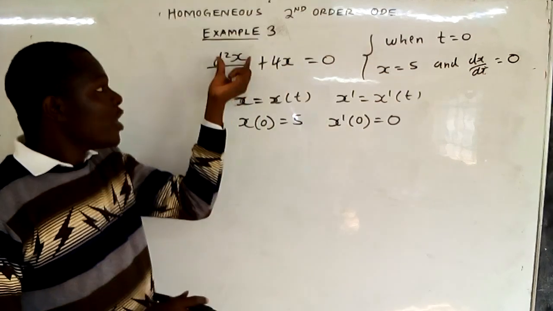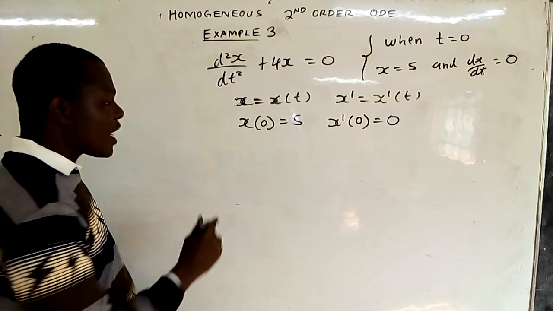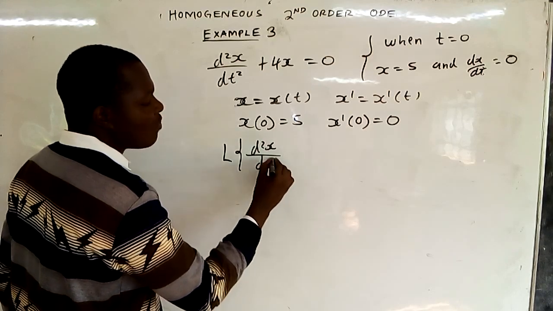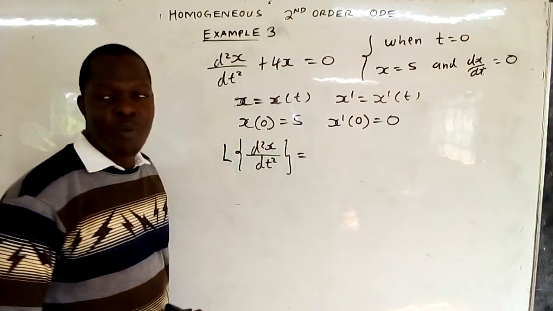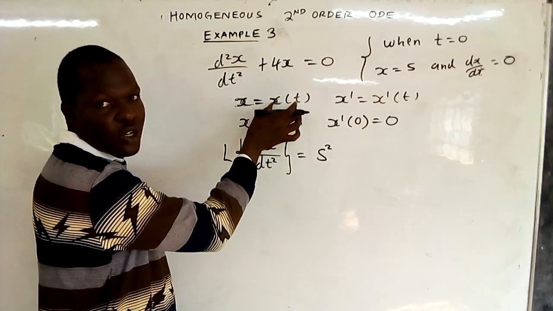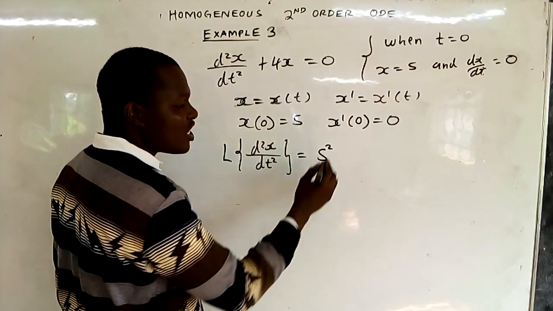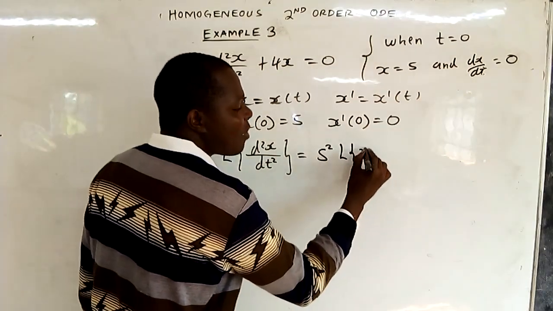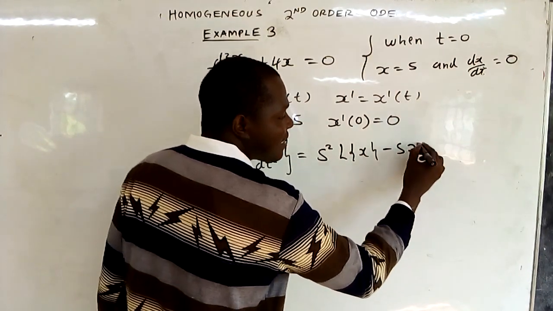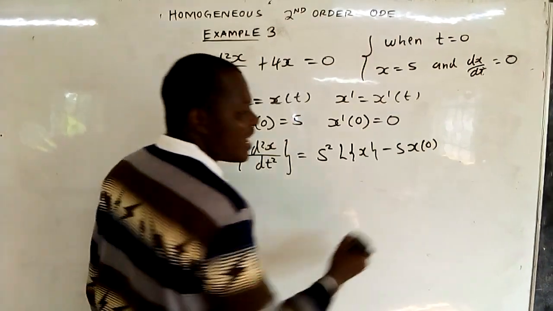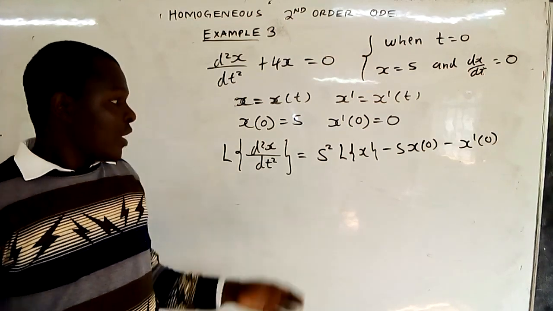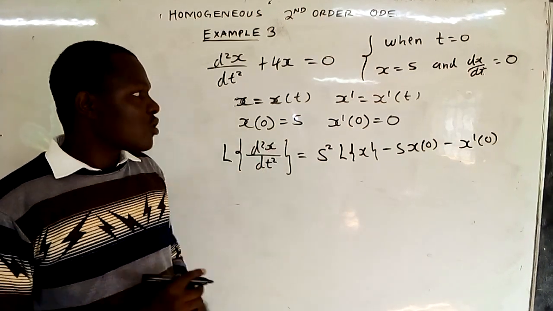So if you look here, we only have the second derivative. So what is the Laplace transform of d squared x over dt squared? The Laplace transform of d squared x over dt squared we found was s squared. Remember, x is a function of t, meaning x is our dependent variable. So it is s squared Laplace transform of x, then minus s x of 0, then minus x prime of 0. That is the Laplace transform of d squared x over dt squared.